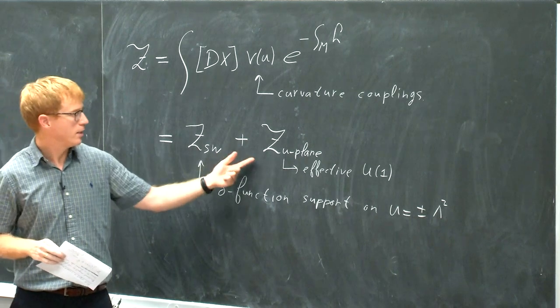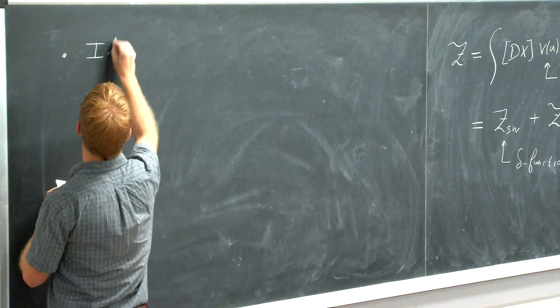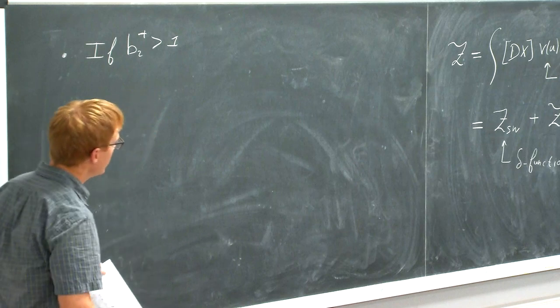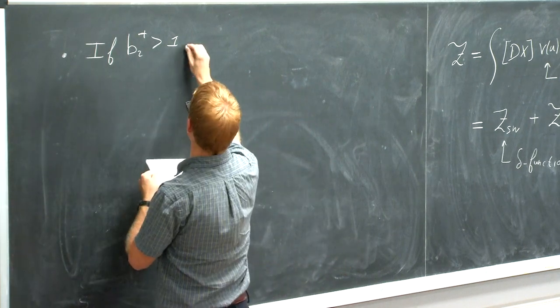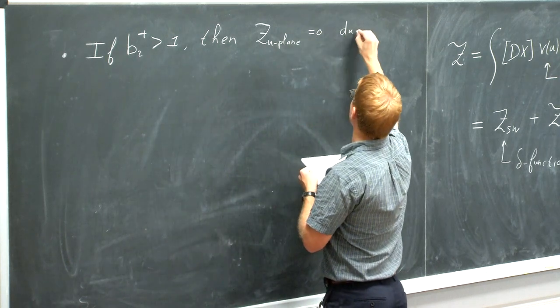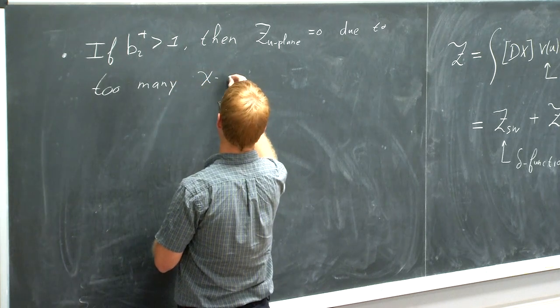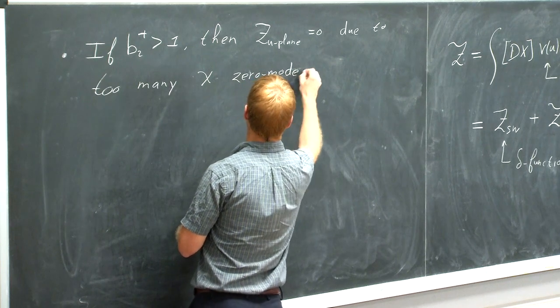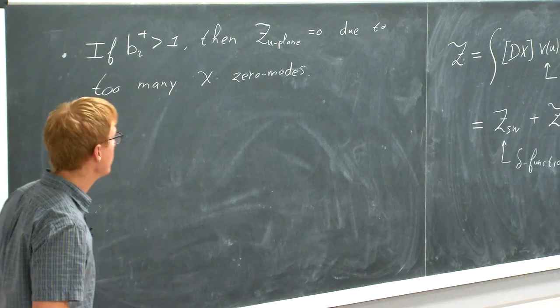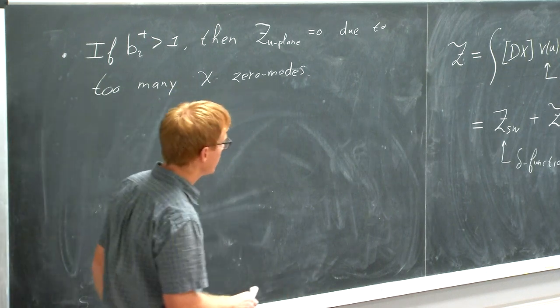Okay, so my interest lately has been in this contribution from the U-plane, and in fact it does not always contribute. So I was discussing the signature of the four-manifold with b2 plus, b2 minus. Now, if b2 plus is larger than one, you can show that the contribution from the U-plane is zero due to too many chi zero modes. This field chi was a fermionic self-dual two-form, and if b2 plus is larger than 1, you get too many of those, and just the rules of the Grassmann integration will put it to 0.